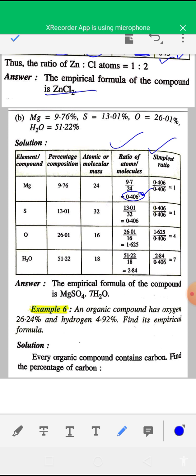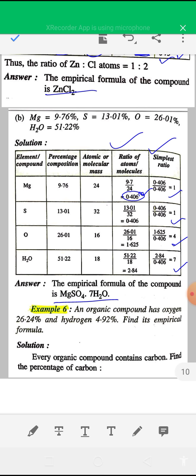After dividing all these values by 0.406, you will get magnesium simplest ratio is 1, sulfur simplest ratio is 1, oxygen simplest ratio is 4, and for water the simplest ratio is 7. So in this compound, 1 magnesium, 1 sulfur, 4 oxygen and 7 water molecules are present. So the empirical formula is MgSO4.7H2O.